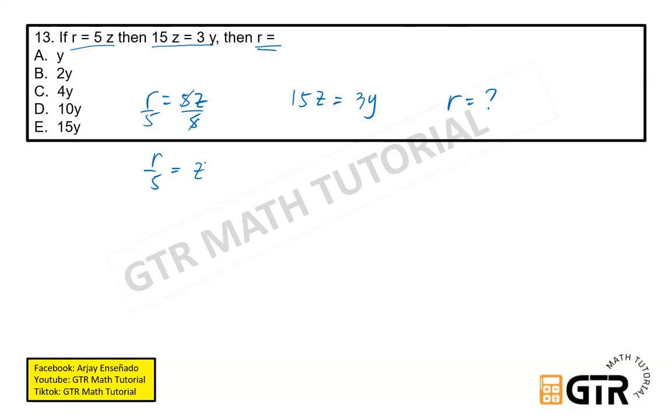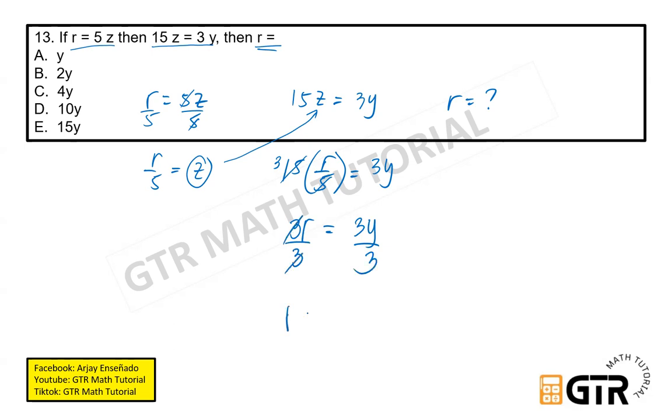Tapos itong Z, isa-substitute natin dito. Okay? So ang value ng Z ay R over 5. So we have 15, so ang value ng Z, papalitan natin ng R over 5. So we have 15 times R over 5 equals 3Y. Okay? So tapos, masosolve na natin yung R dito. Maka-cancel na ito, 15 divided by 5. 15 divided by 5, that is 3. So therefore, we have 3R equals 3Y. And then solve for R, divide both sides by 3.